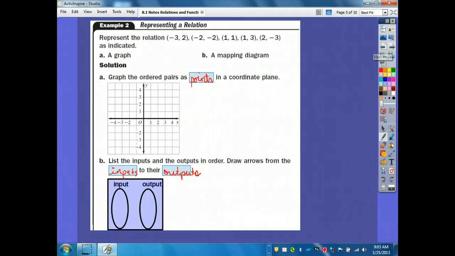Now they want us to say, okay, represent this relation as indicated. So first they want us to plot this relation on a graph. So let's do that. Graph the coordinate pairs as points in a coordinate plane. We've had lots of practice with that, so let's plot these on the graph.